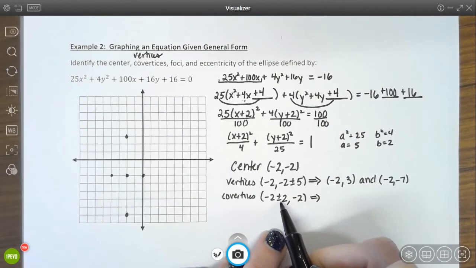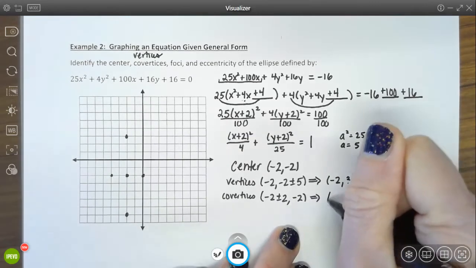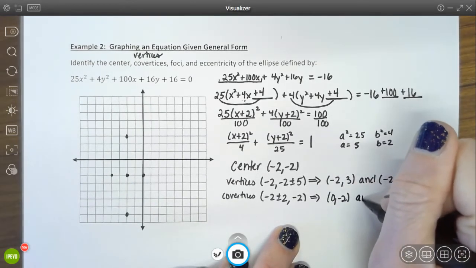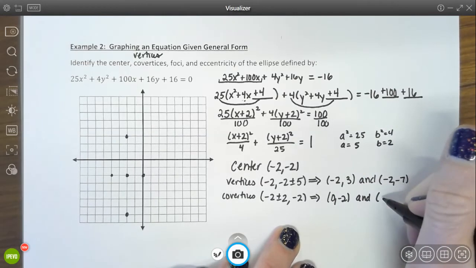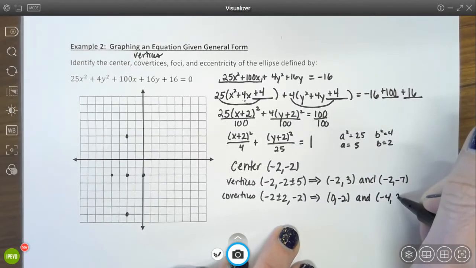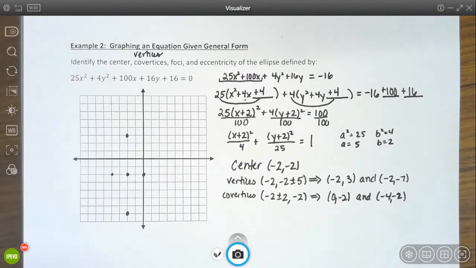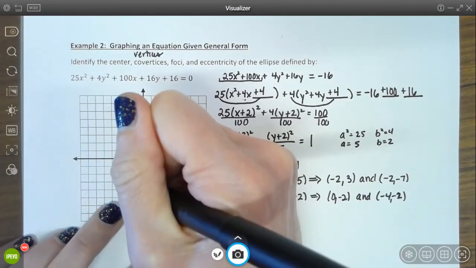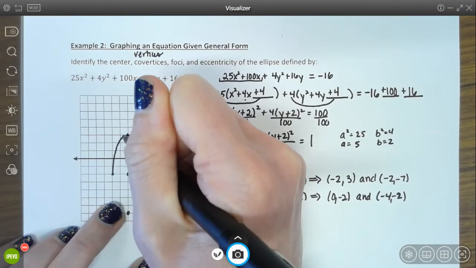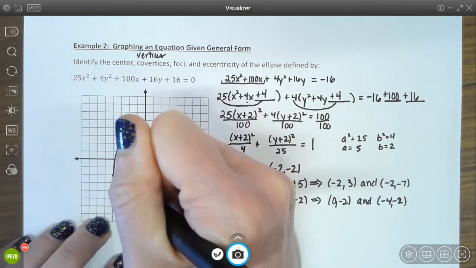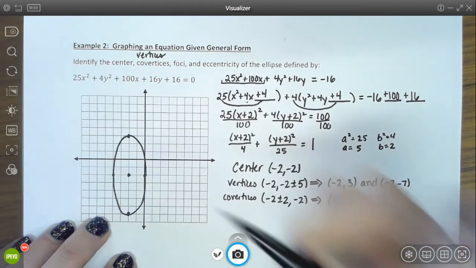So if I go 2 units to the right, that would give me -2 + 2, which would be 0, -2, which was that point I got on the right-hand side there. And if I go 2 units to the left, that would be -2 - 2, which would give me that -4, -2. And again, those are the points I need to draw my graph, and I'm just going to draw my ellipse. Again, I like to think of it as drawing rainbows. I'm going to connect these guys, making that curve, and then do the same thing upside down.